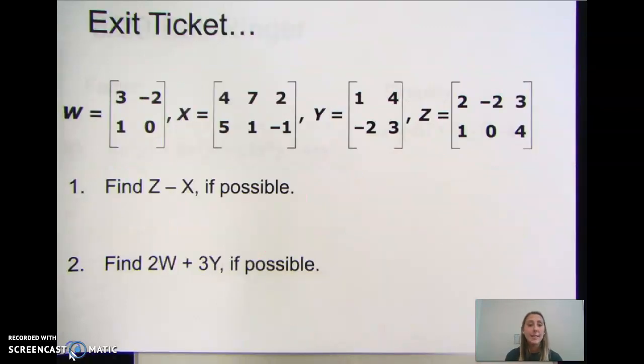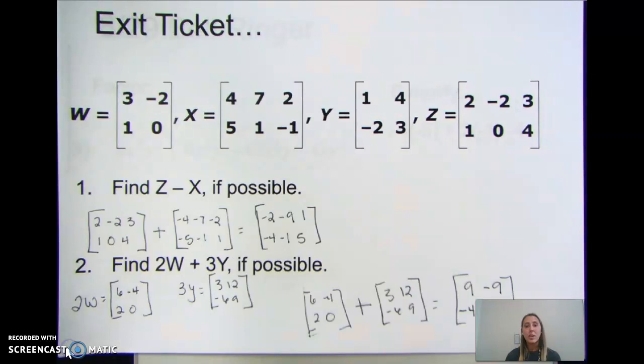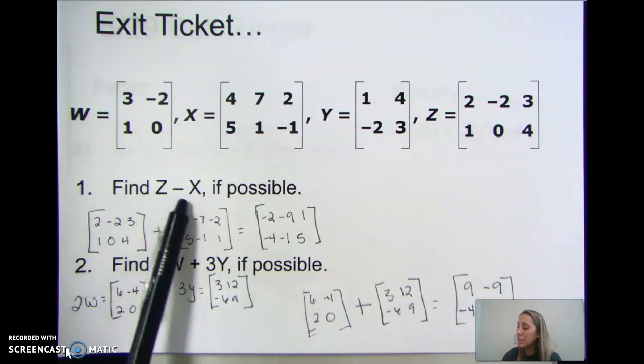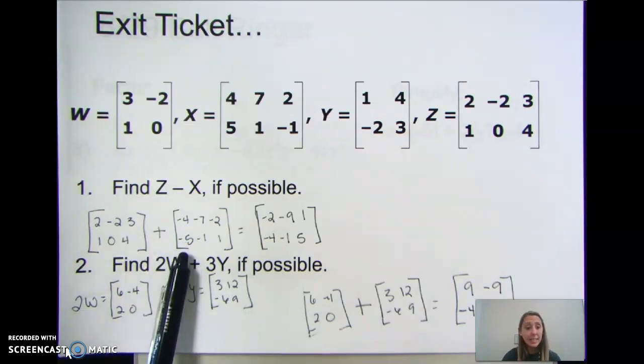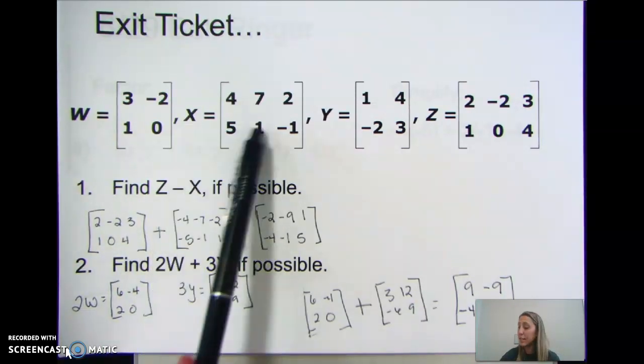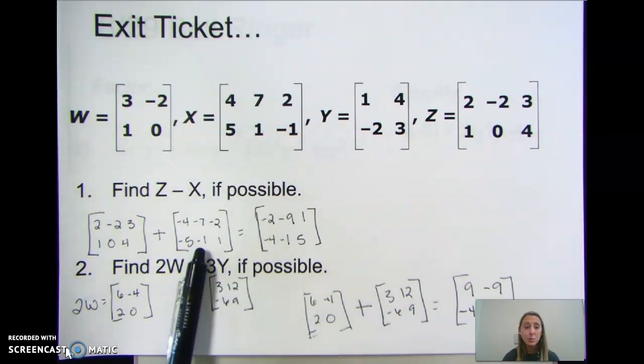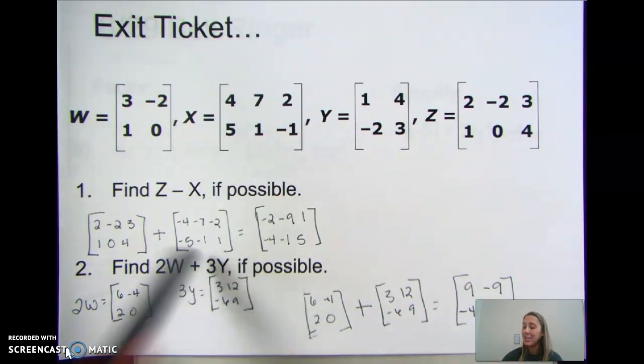See what you get. Here is something for you to do on your own. Go ahead and try now. Okay, so the first thing I did is I checked to see that these were the same dimensions, and they are. They're both a 2 by 3, so I was able to subtract them. I distributed a negative 1 to everything, so if you look at this x and you look at this x, you will notice that I had multiplied everything by negative 1, and that is my answer.